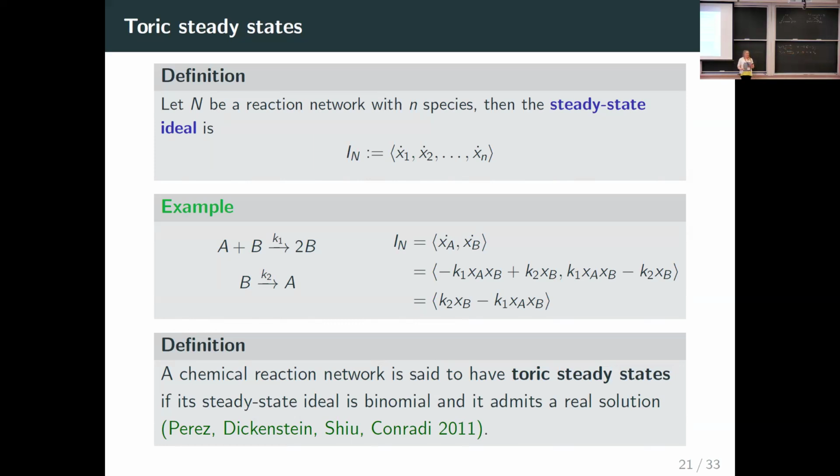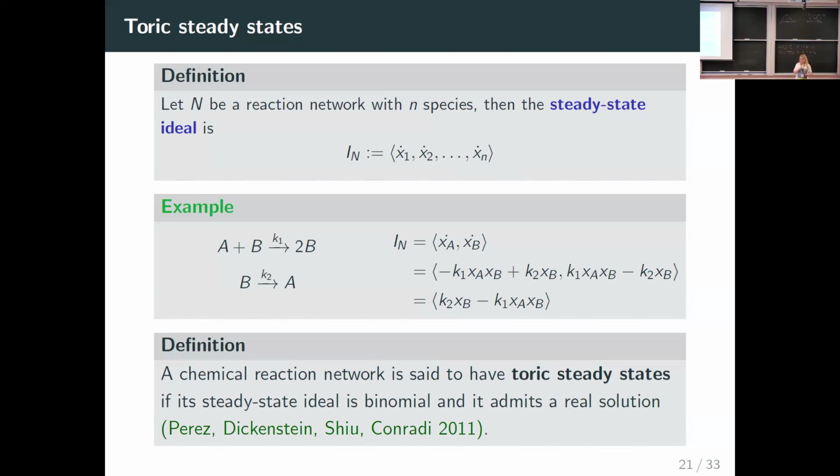And these have been studied in the chemical reaction network literature. So there's a paper by Perez, Dickenstein, Shu, and Conradi, and they define these toric steady states. So they say a chemical reaction network has toric steady states if the ideal is binomial and it admits a real positive solution, all right? So I'm going to use the language of binomial if it's generated by binomials, and again, toric steady states if it actually admits a real positive solution.